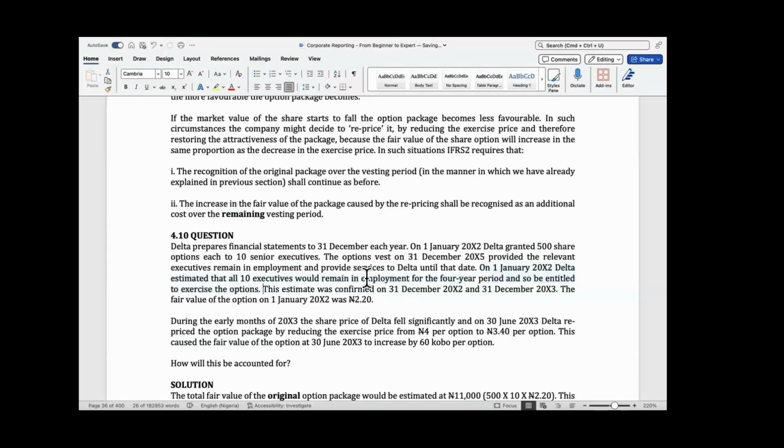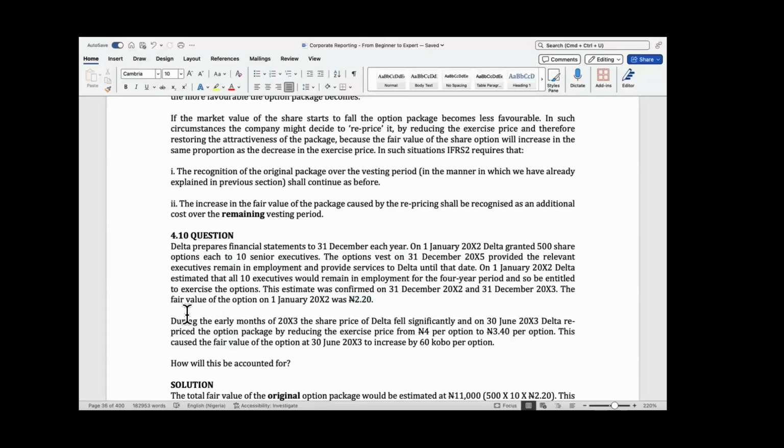However, they said the estimate was confirmed on 31st December 2002. Good. So they confirmed the estimate that 10 employees will vest after 4 years. And also 31st December 2003, they confirmed it. They now said that the fair value of the option on 1st January 2002 was 2.2, which represents the fair value at the grant date. 2.2 is what we use to measure the share option at the end of each year.